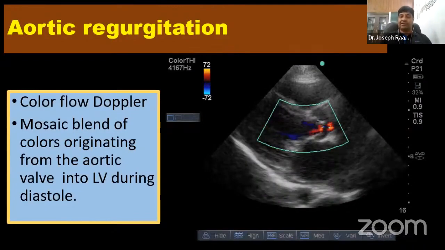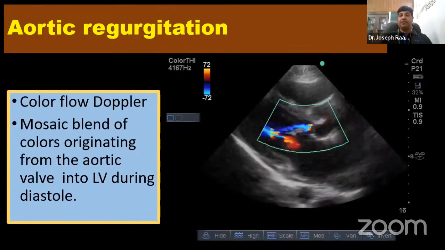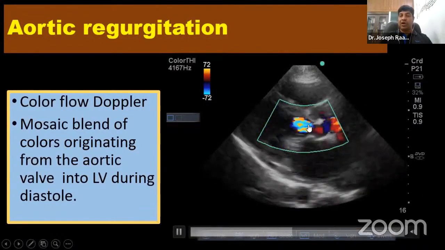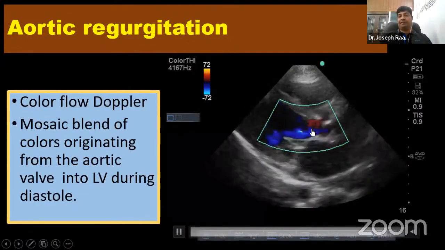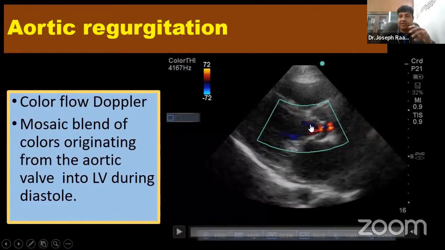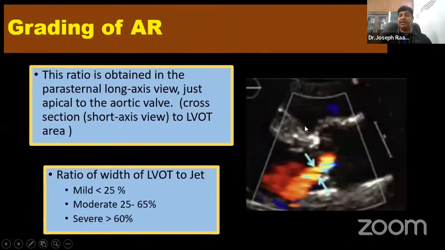How are we going to assess the severity of aortic regurgitation? What we need to know is how much this jet occupies the LVOT area. Whether it is occupying 25%, more than 50%, or more than 75%, based on that we can analyze the severity. This is the LVOT. If it is occupying less than 25%, then it is mild, and if it is going beyond 65%, then it is considered severe aortic regurgitation.